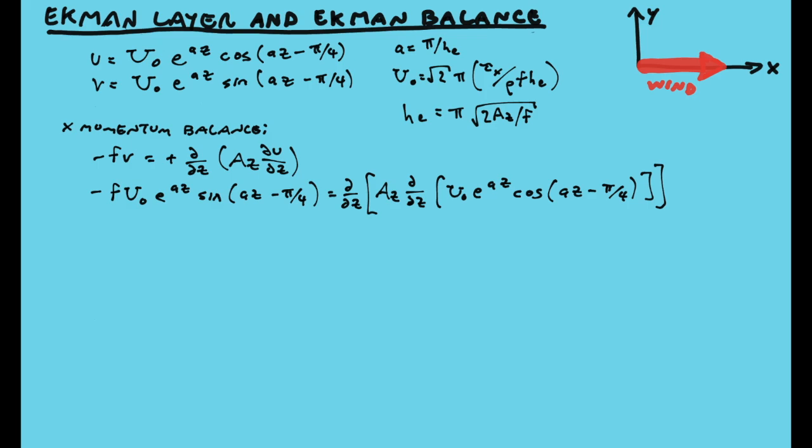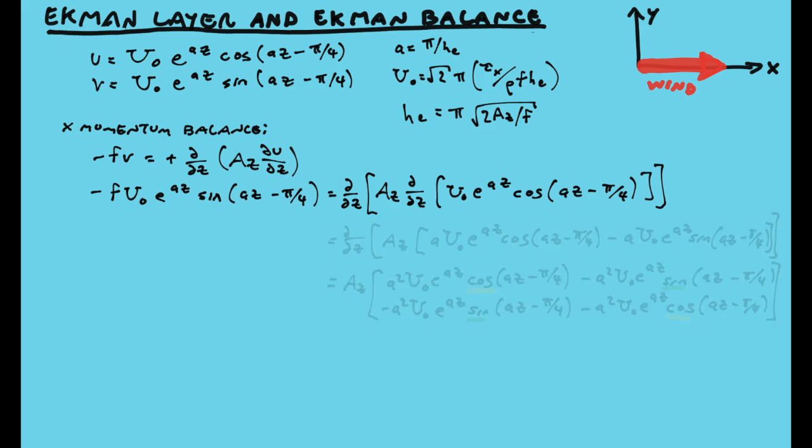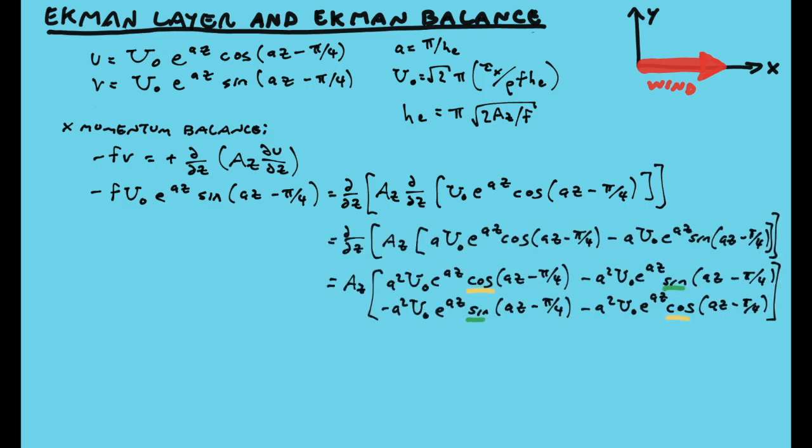So on the left-hand side, we have negative F times U naught e to the az sine az minus pi over 4. And that equals, on the right-hand side, ddz of everything else in the square brackets. That's az times ddz of everything inside the smaller square brackets, which is u. So that's u naught eaz cosine az minus pi over 4. The next step is taking du dz. We have to take ddz of everything inside that smaller square brackets.